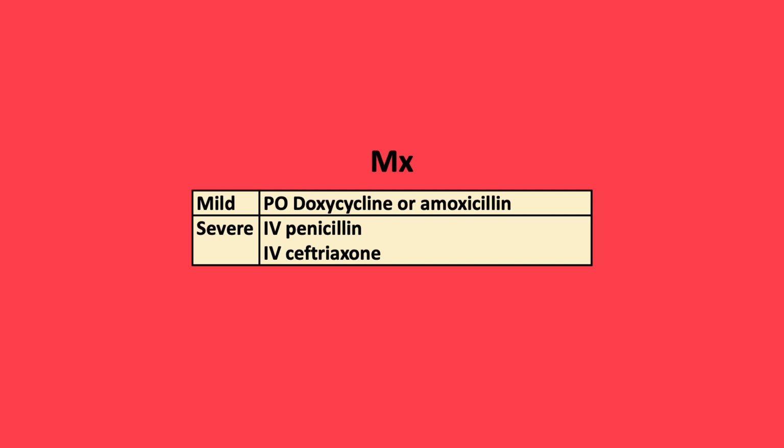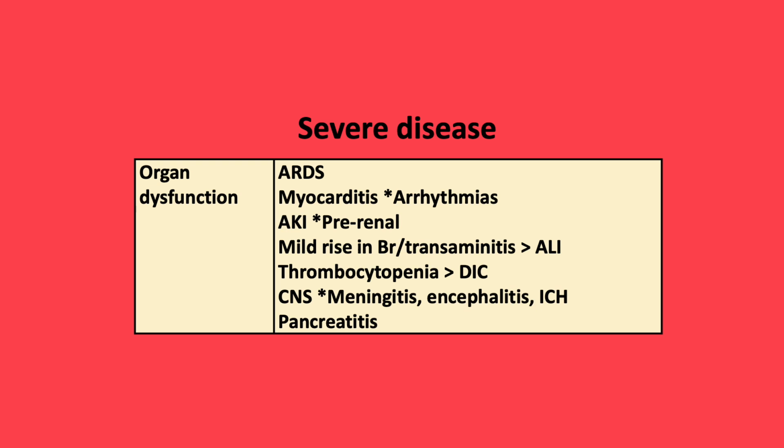Management in mild disease, either oral doxycycline or amoxicillin, and in severe disease, intravenous penicillins or ceftriaxone may be indicated. Severe disease can result in organ dysfunction. This can affect the lungs in the form of ARDS. The heart can cause myocarditis leading to arrhythmias, and acute kidney injury.